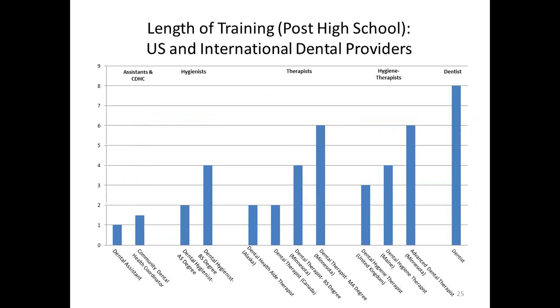Length of training varies depending on the mid-level provider type. It ranges from 18 months for the Community Dental Health Coordinator to 6 years for the Advanced Dental Therapist in Minnesota. There is currently no uniform standard on length of training for dental therapists. Both DHATs and Advanced Dental Therapists in Minnesota can create treatment plans, prepare and restore decayed teeth, and work in a different location than their supervising dentist. DHAT training is 2 years, and ADT training is 6.